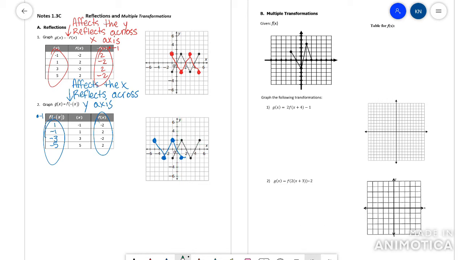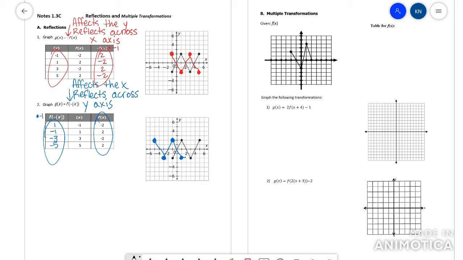Now, honestly, the examples that we've been doing in these 3 videos are not very realistic because in reality, they're going to give you a bunch of different transformations to handle. So like, look at this one. This has 3 transformations. That's more of a realistic problem. So first they want me to make a table of this right here.